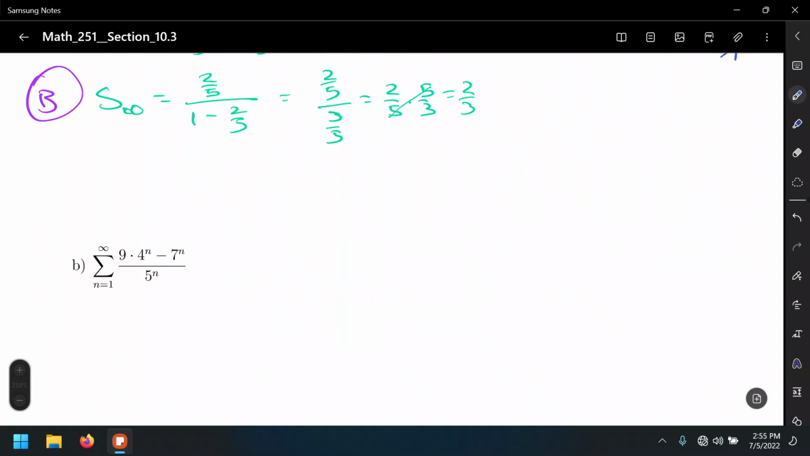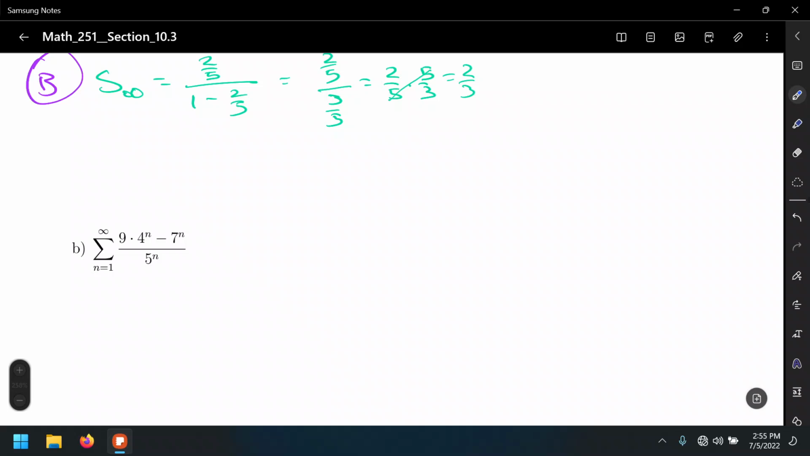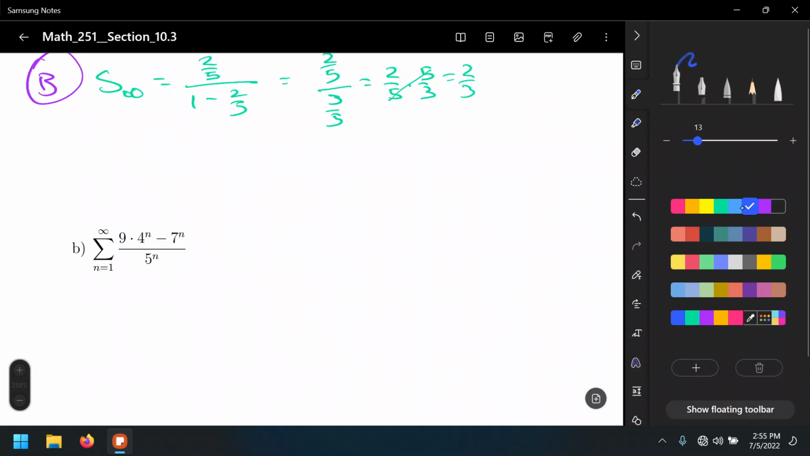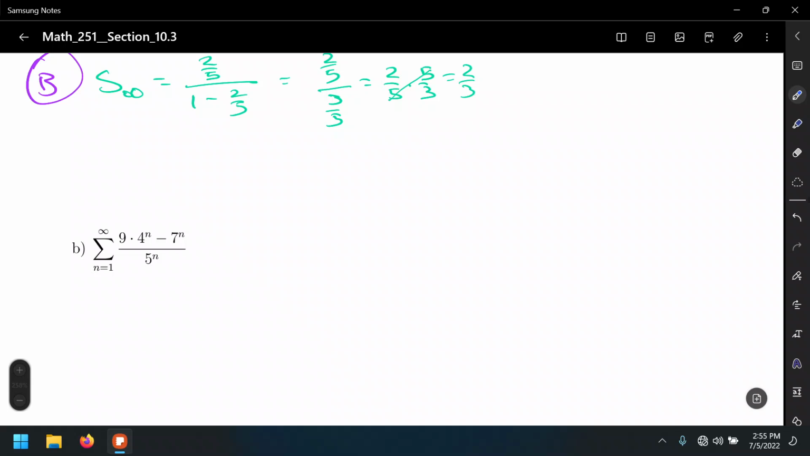Oh, there's one more. Let's do pretty much the same. Split it into 2 series, and you will see what's going to happen here. So I'm going to split this sigma n equals 1 to infinity of 9 times 4 to the n over 5 to the n, minus sigma n equals 1 to infinity of 7 to the n over 5 to the n.